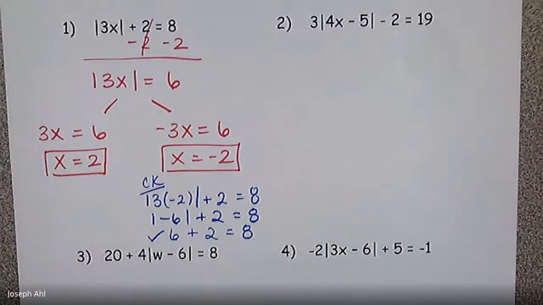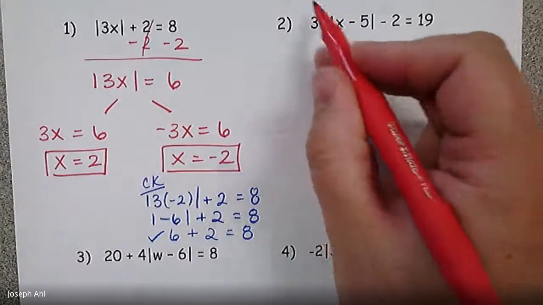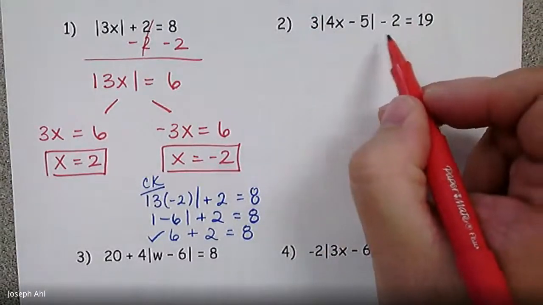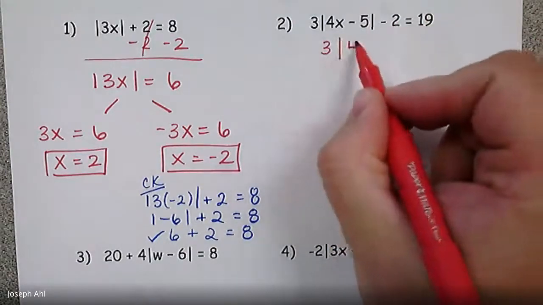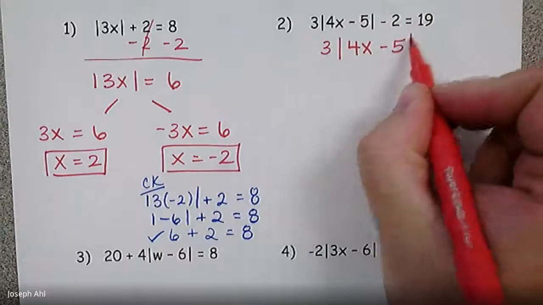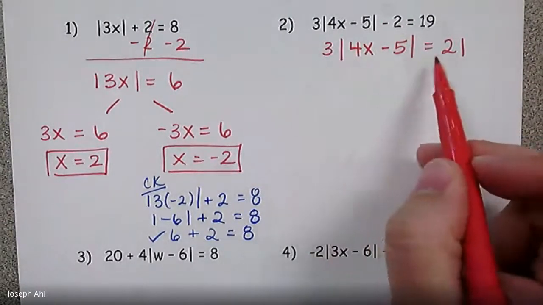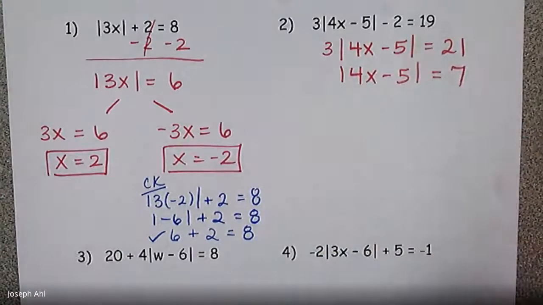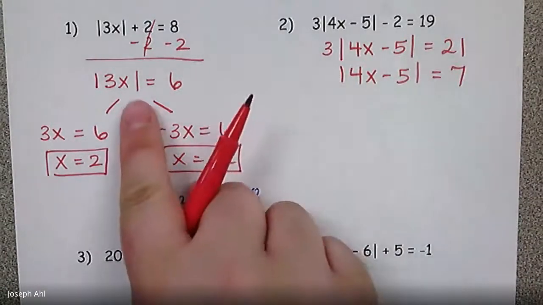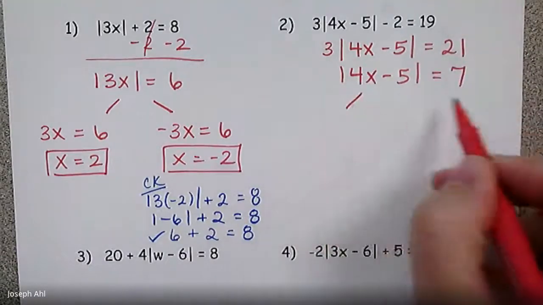So number 2, it's a little bit more work to isolate that absolute value expression. We have that -2 on the outside. We also have to contend with being multiplied by 3. So if we're following the logical steps of solving an equation, let's add the 2 over first. So 3 times the absolute value of 4x minus 5 now equals 21. And then to isolate one more step beyond that, divide both sides by 3. Absolute value of 4x minus 5 now equals 7. Now it looks just like the case that we had over here. We've isolated the absolute value, and we can now split this into 2 different equations.